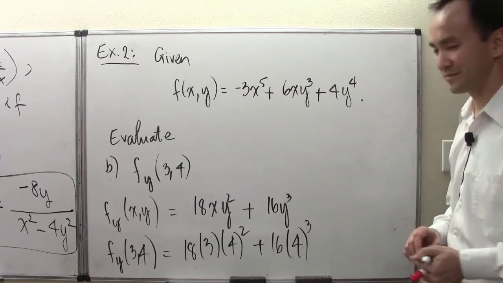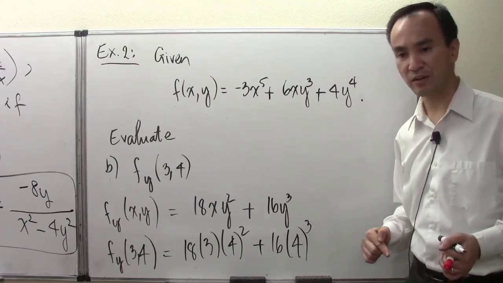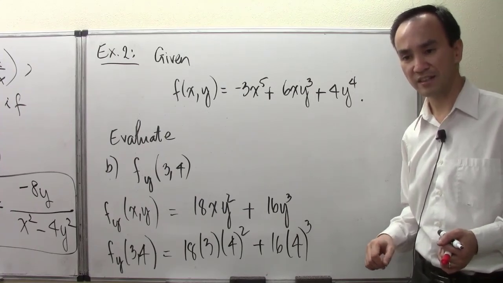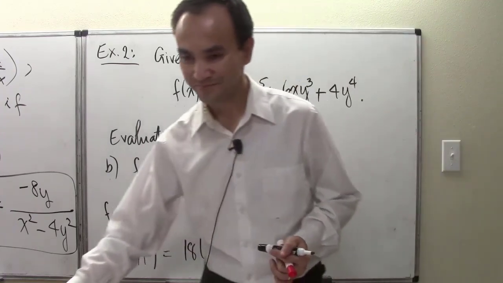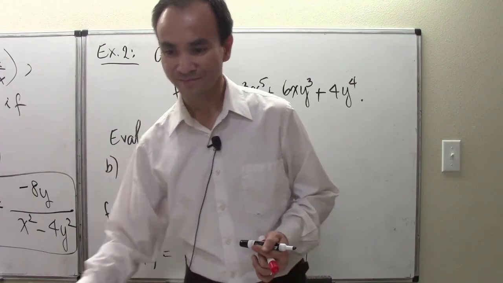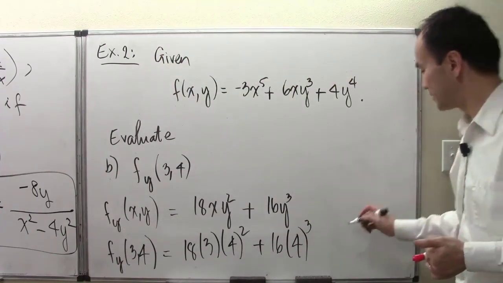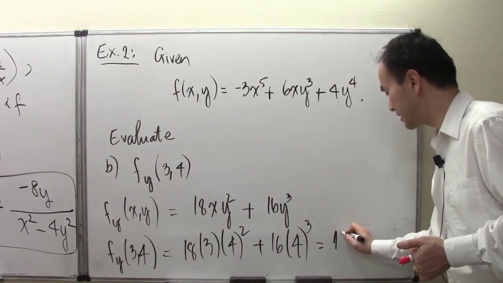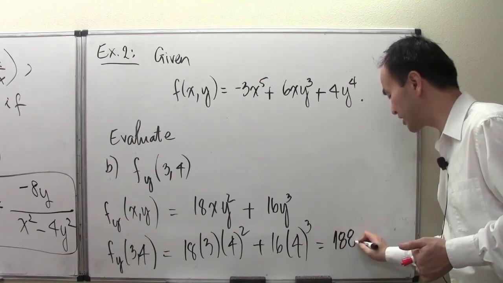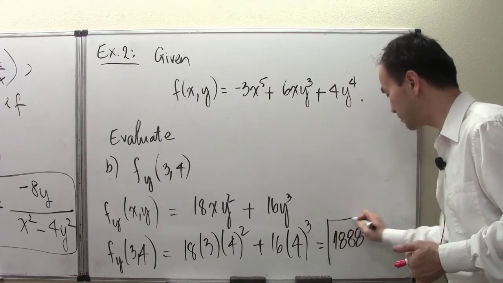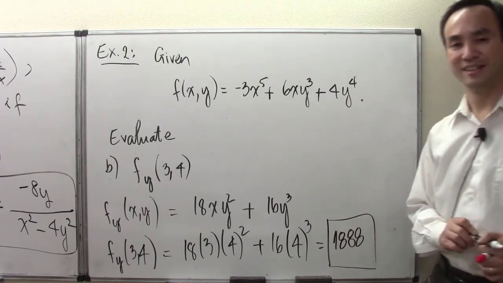All right, and now I'm going to need to swing by the calculator at my computer station to get that final answer. So now I'm looking at 1888. That's my final answer after the calculation.